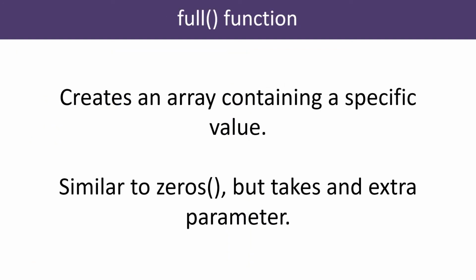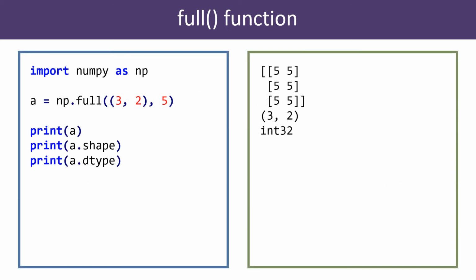Zeros and ones are very useful, but you will sometimes need an array filled with some other value. The full function allows you to specify a different value to fill the array. In this example, the full function specifies a shape of 3 by 2 and a value of 5. The result is an array containing 3 rows of 2 columns, each set to the value of 5.